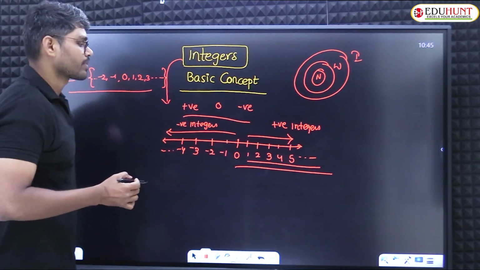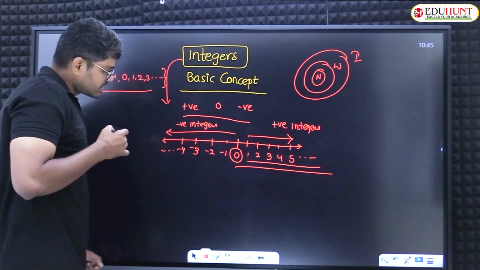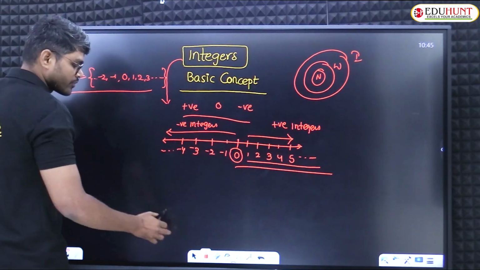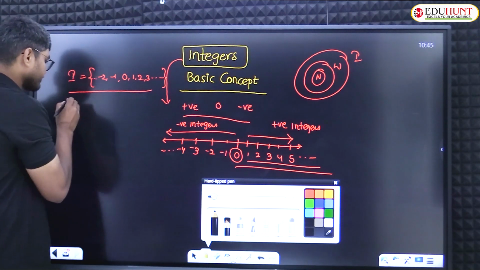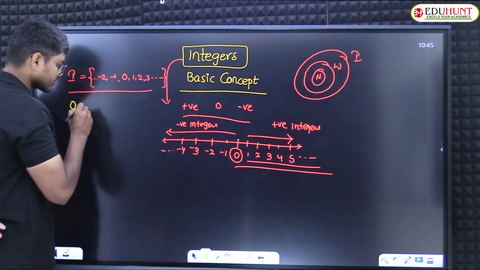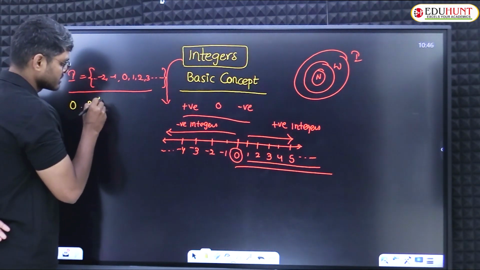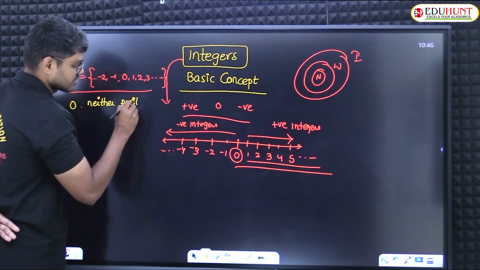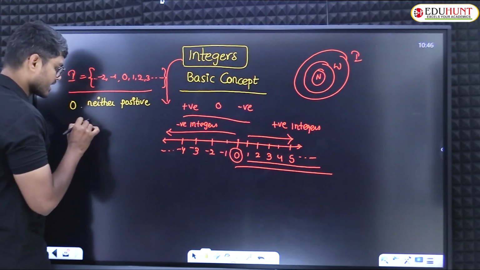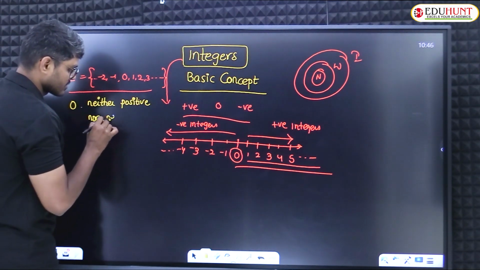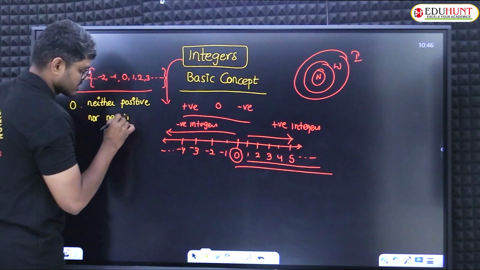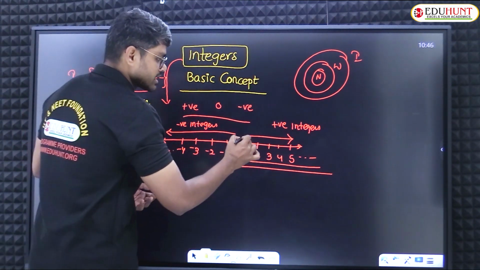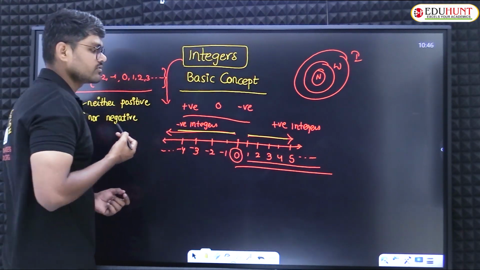Sir, the question is, what is 0 here? Is it positive or is it negative? 0 is neither positive nor negative number. These are positive integers and these are negative integers.